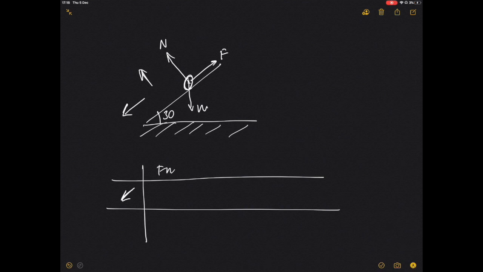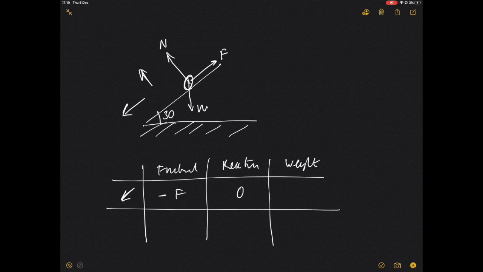So that's our frictional force, which is minus F. And reactional force, well, we don't have anything else because we're going only up and down the plane. So that would be 0. And our weight, what's our weight? So we want to find out what weight is pulling this down. So here we have to do a little bit of trigonometry again.